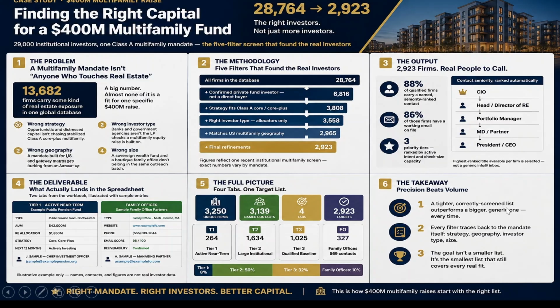A tighter, correctly screened list outperforms a bigger generic one every time. Every filter traces back to the mandate itself: strategy, geography, investor type, size. And the goal isn't a smaller list, it's the smallest list that still covers every fit. Now, this is how a $400 million multifamily raise starts, with the right lists.